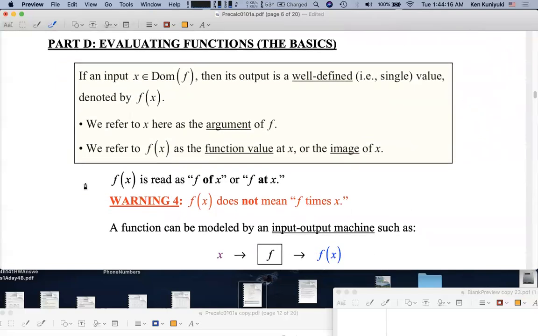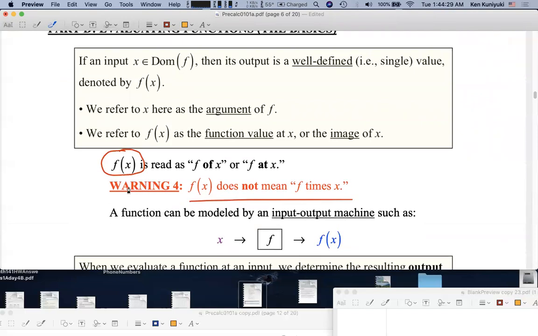So let's go to this over here. The expression f of x is read as f of x or f at x. It does not mean f times x. So f of x represents a function value that results from an input value x. Here, for f of x, x can be thought of as an input value or the argument of f. So x here represents the input or the argument for the function f.